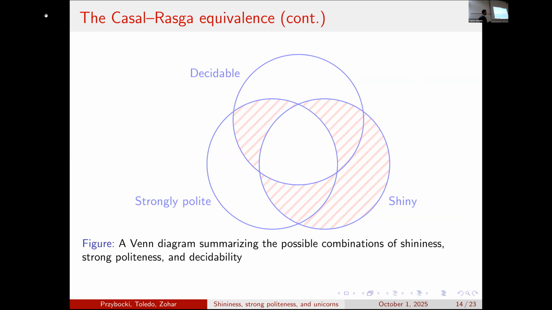Here's a Venn diagram summarizing what I just said. For decidable theories, shininess and strong politeness coincide. We also show that every shiny theory is in this decidable region; there are no undecidable shiny theories. On the other hand, there are strongly polite theories that are undecidable and therefore not shiny either. All the white regions in this Venn diagram are feasible, so we have examples for all of them, including outside of the diagram.